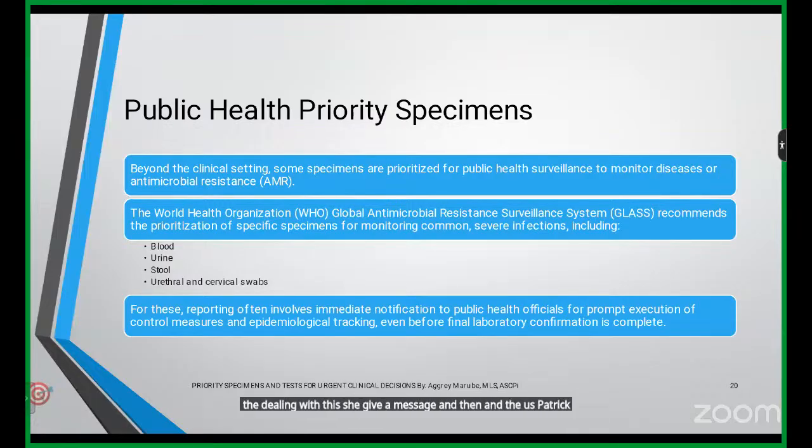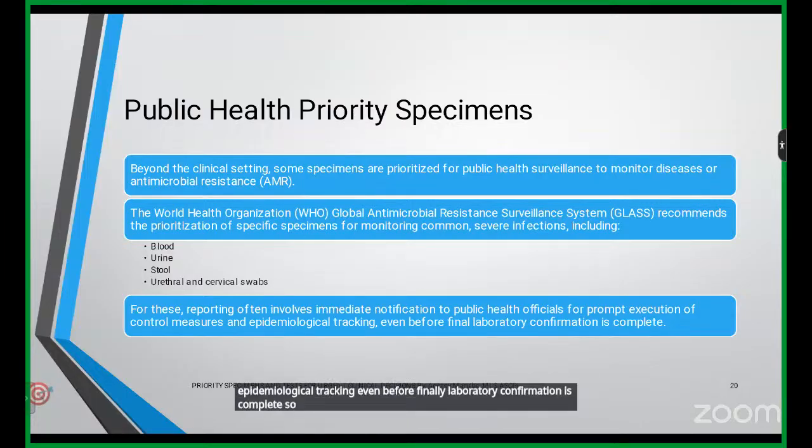How do we also treat? Are there also other samples like urethral swabs and cervical swabs that can be treated with urgency, especially under GLASS? So maybe someone will prepare in future and give us a broader picture on what GLASS entails. For this, reporting often involves immediate notification to public health officials for prompt execution of control measures and epidemiological tracking, even before final laboratory confirmation is complete.